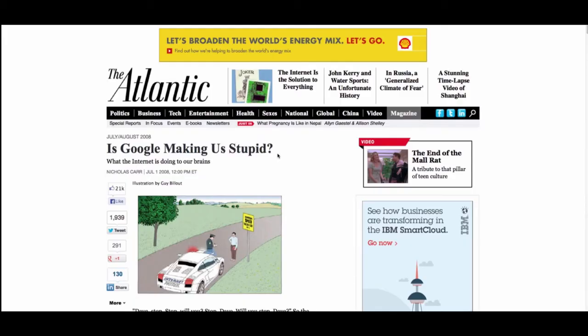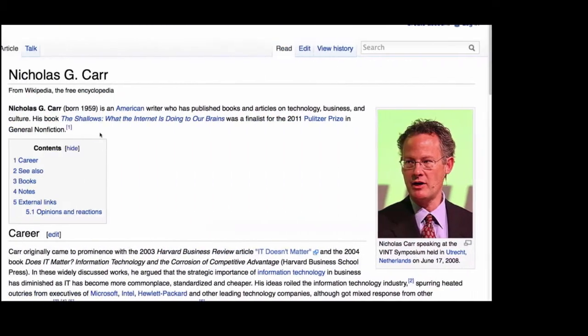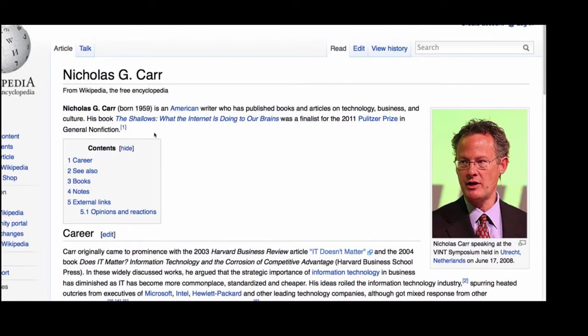When we look at this other source, "Is Google Making Us Stupid?", an article about the internet's impact on our ability to engage in deep reading and concentrate, the author, Nicholas Carr, is a New York Times bestseller and a Pulitzer Prize finalist. He doesn't have a PhD on the subject like Maryanne Wolf, yet he has some respect as a bestseller.